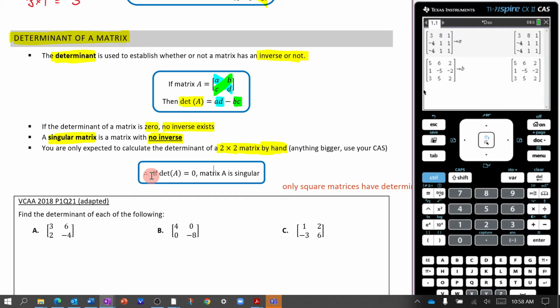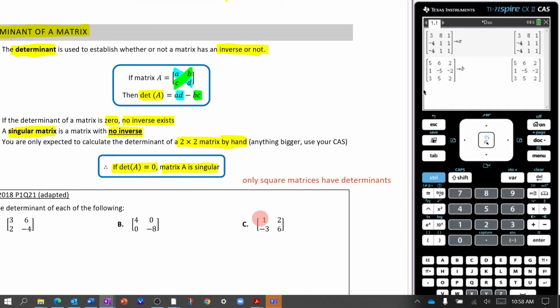Down the bottom here, we also have just a repeat of what we were told here. If the determinant of A is 0, that means matrix A is singular. Therefore, matrix A does not have an inverse. I've also added in this important line here, and that is only square matrices have determinants, and therefore only square matrices have inverses as well.